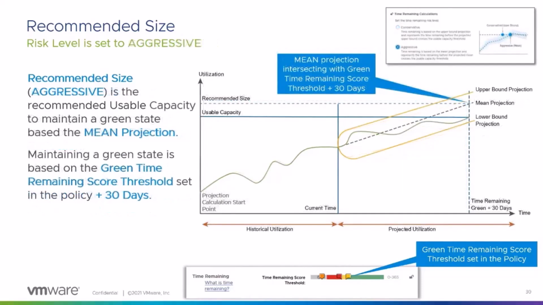So the next one here is looking at aggressive. It's just like the other one, except instead we're looking at the mean. So for the mean, we go out for the time remaining score plus 30 days, look at where that intersects with the mean, and that is our recommended size for the virtual machine.